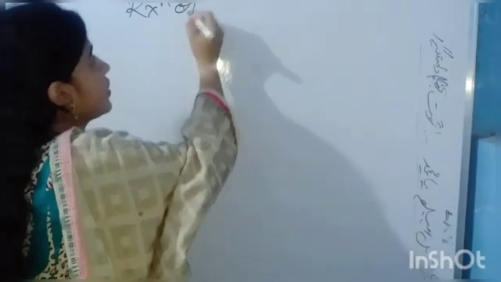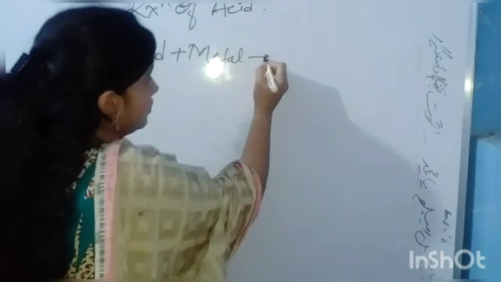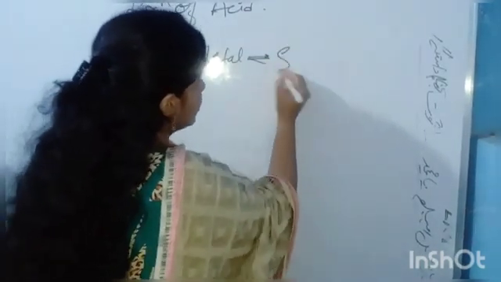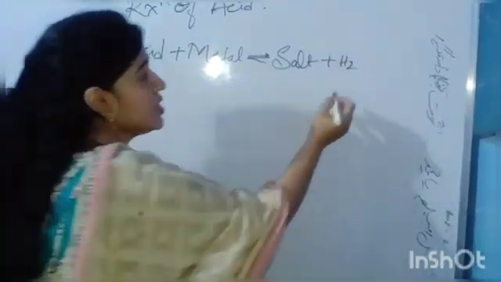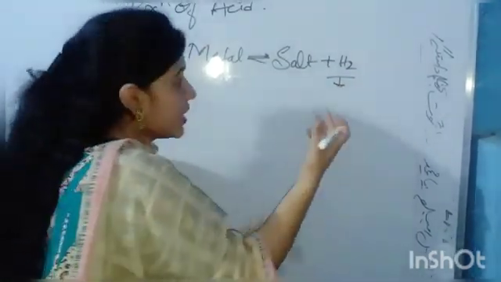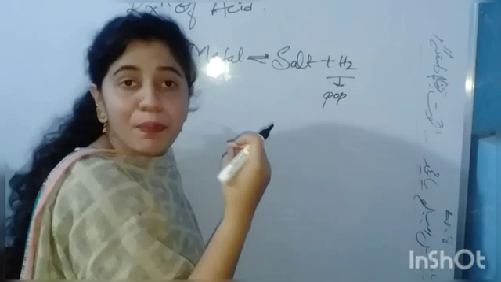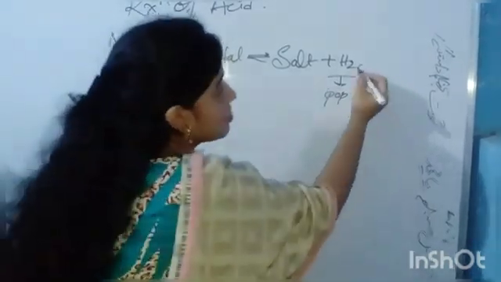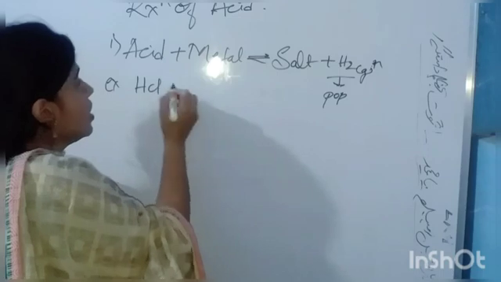Next come reactions. Reactions of an acid. Well, the first one is acid plus metal gives salt and H2. This is a well-known reaction in which acid plus metal always forms salt and hydrogen gas. How can we detect it? It can be detected by taking a burning candle near the reaction. It produces a pop sound. Because of this sound, we get to know that hydrogen gas is released in the reaction.